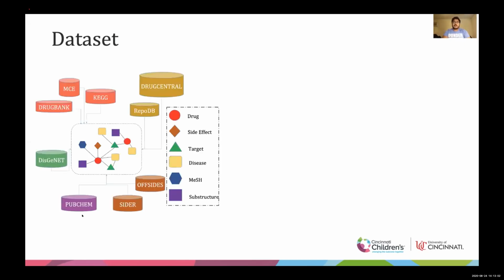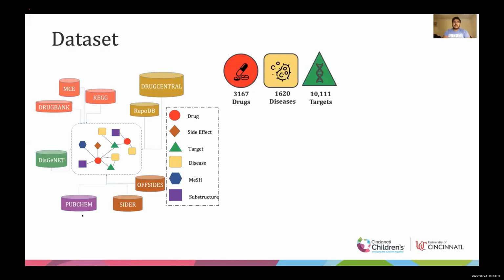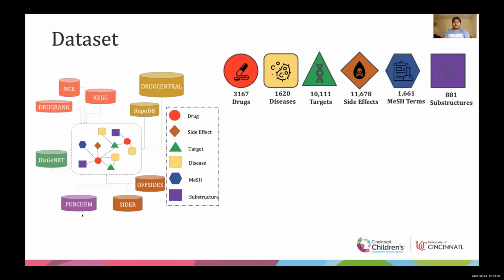The proposed framework and algorithm is applied on a curated set of drugs, diseases, and their annotations compiled from various sources. Most of the previous works for identifying novel drug-disease associations evaluated their performance using a dataset curated in 2014. However, since 2014, several new drugs have been approved. In 2018 alone, the FDA approved as many as 59 new drugs. We manually curated our dataset from multiple sources and constructed a multi-view heterogeneous network with a compiled list of 3,167 drugs, 1,620 diseases, close to 10,000 targets, approximately 11,000 side effects, 1,661 medical subject terms, and 881 substructures.